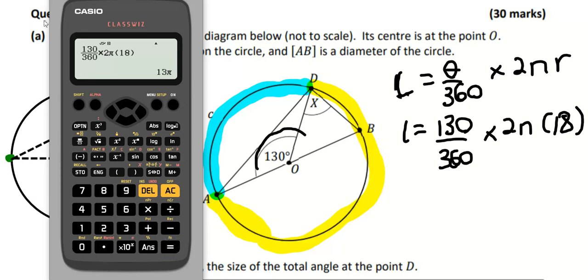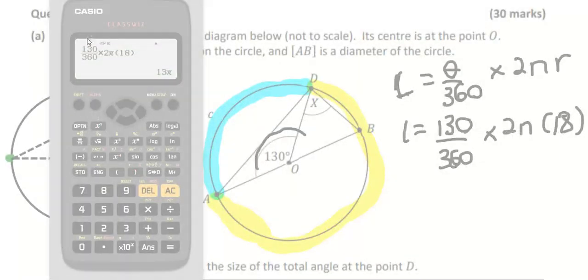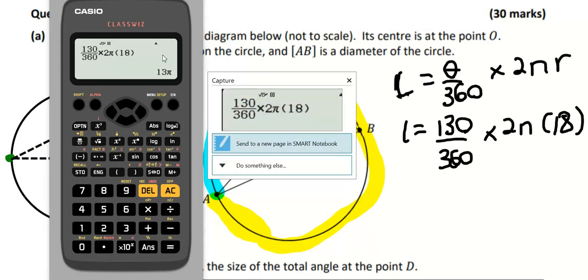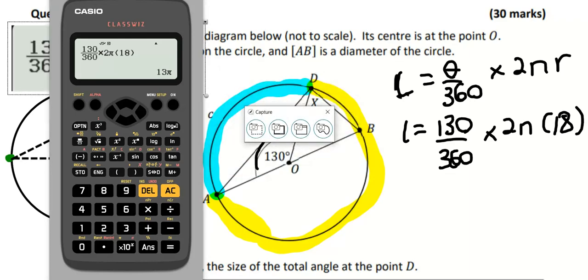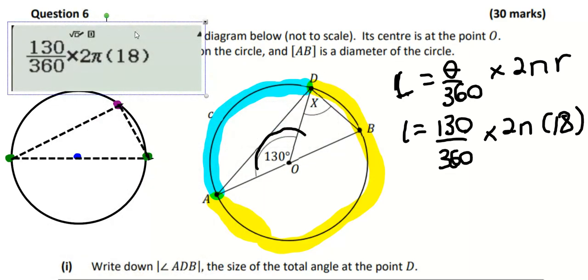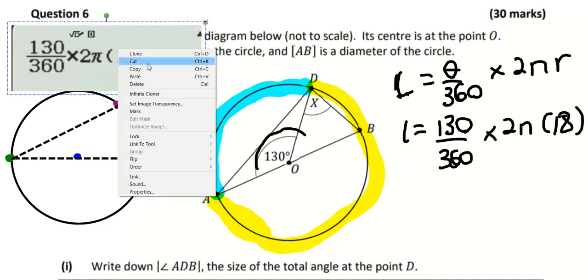13 pi, and for argument's sake, this is how I did the question. I'm just going to copy and paste that onto the next part. Okay, and that's my calculation here.